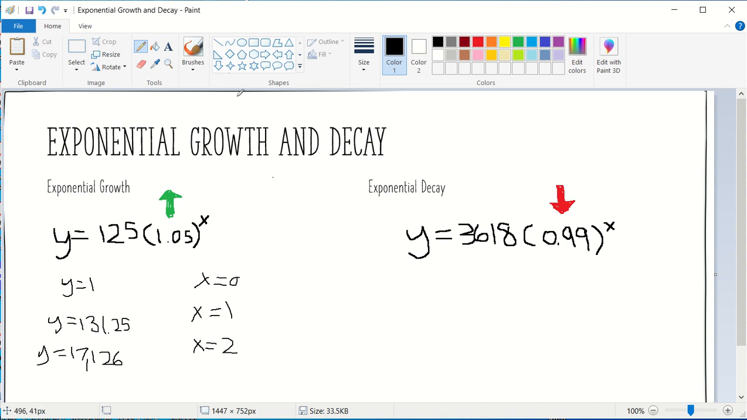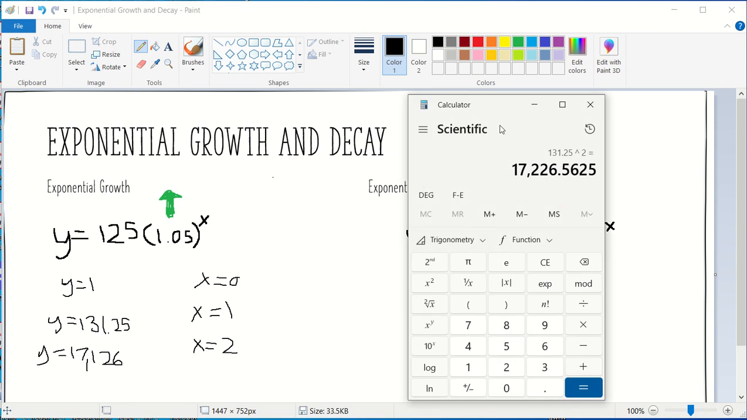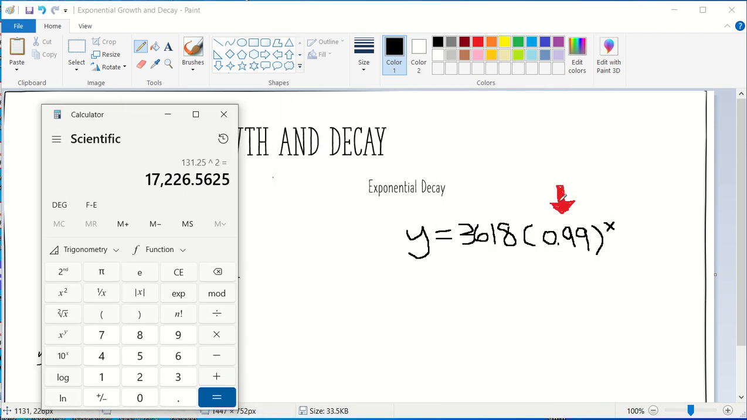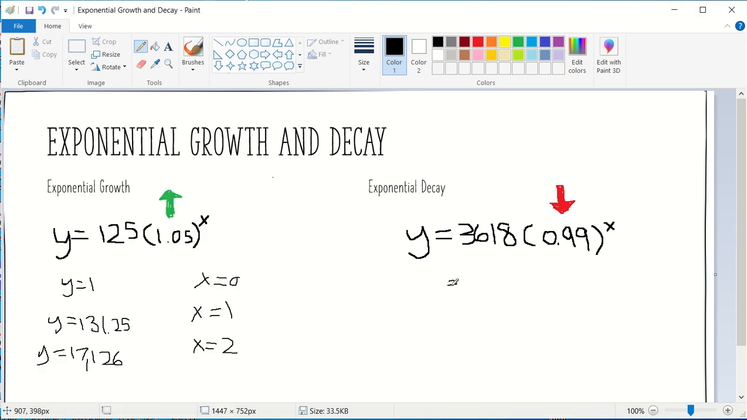Let's take a look and see about the opposite. What if we have an exponential decay equation? Now our numbers should go down because the number in parentheses is less than 1. So we should see our numbers going down as we go. Again, we start the same way. We're going to multiply 3,618 by 0.99. 3618 times 0.99, and we get 3,581.